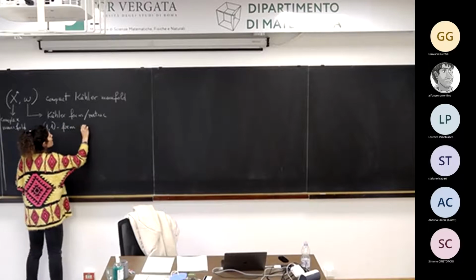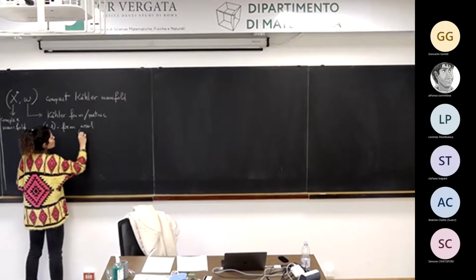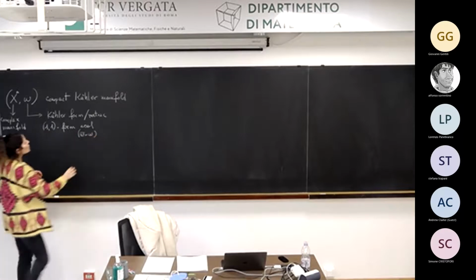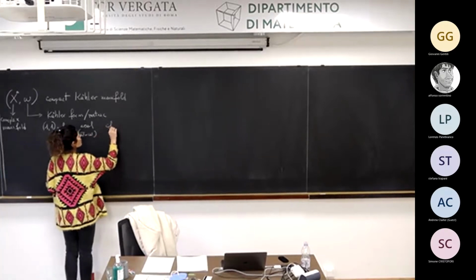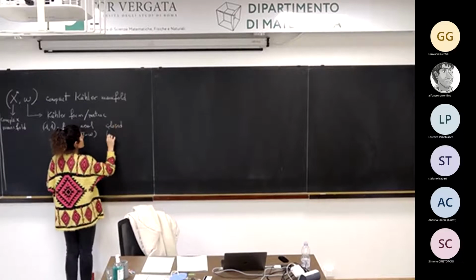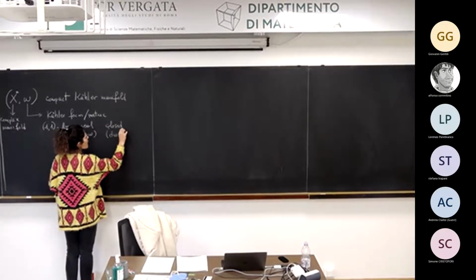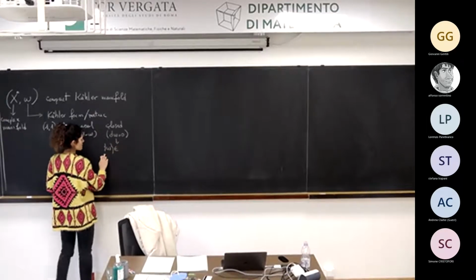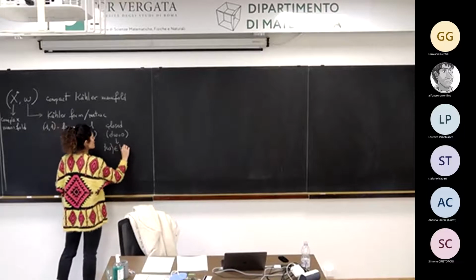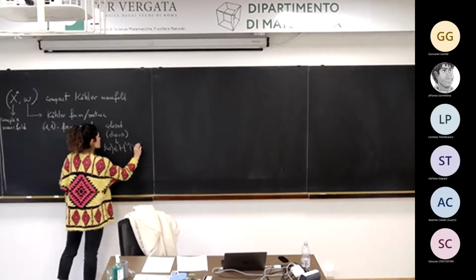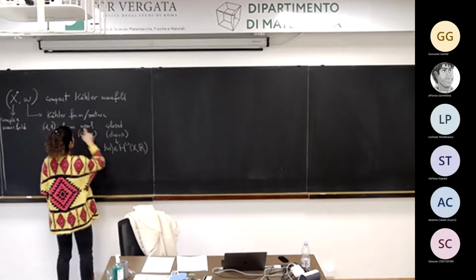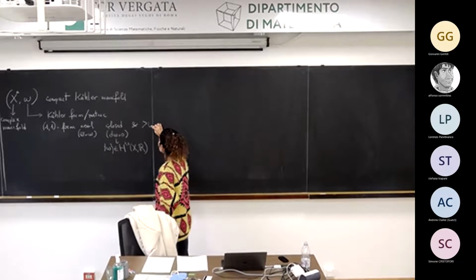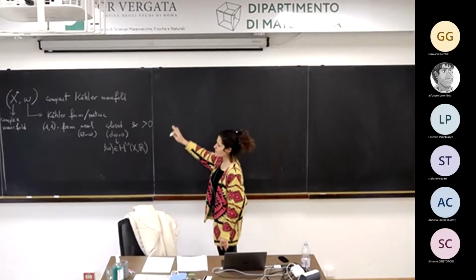So it's real, namely if I look at the conjugate of ω it is equal to ω. It is closed, namely dω is equal to 0, and in particular ω defines a cohomology class. Here the brackets are for the cohomology in H^{1,1}(X, ℝ) with real coefficients, because the form is real. And finally the form is strictly positive. So what does all of this mean?